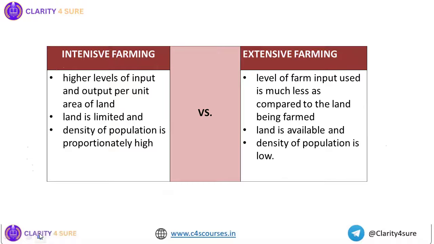Intensive farming, we currently do it now. Extensive farming is, you can say, a more obsolete kind of farming now, given that the density of population is very high and the land is also very limited, right? So this is intensive and extensive farming.